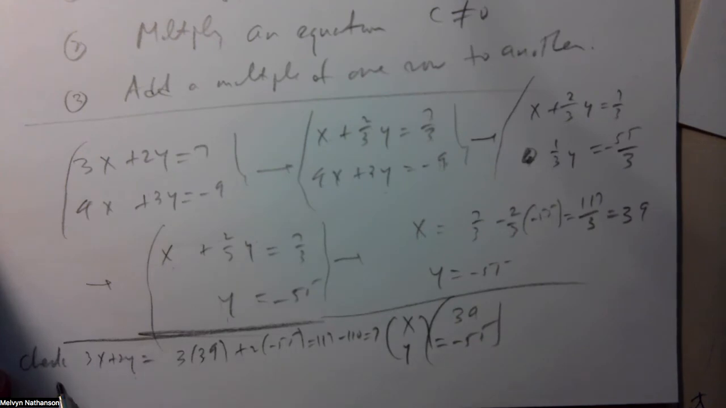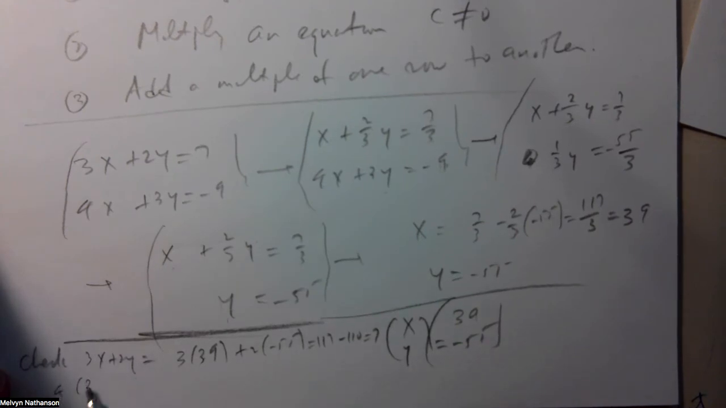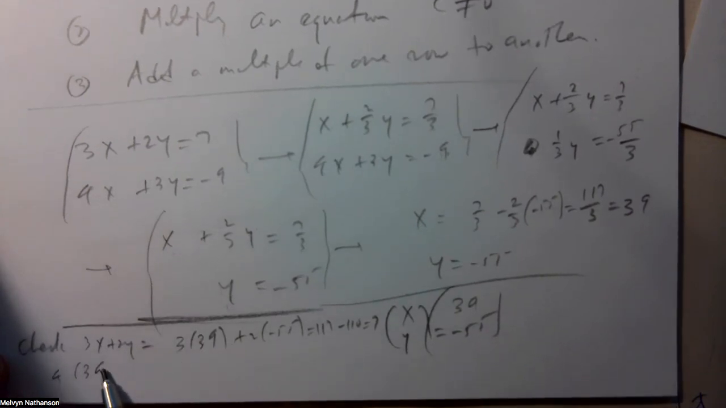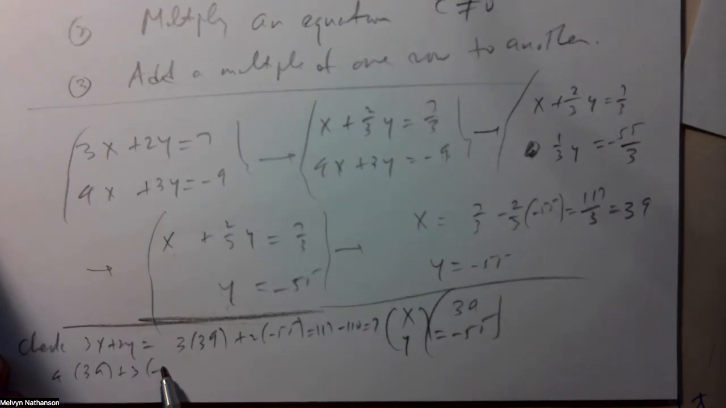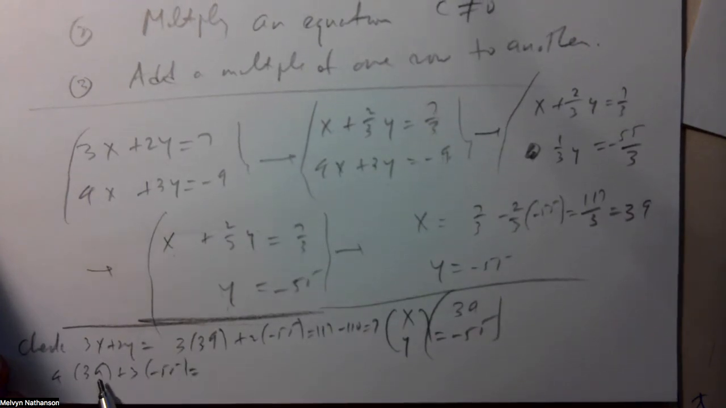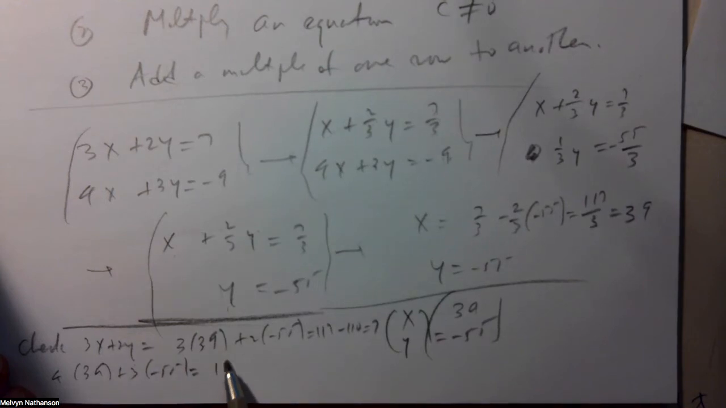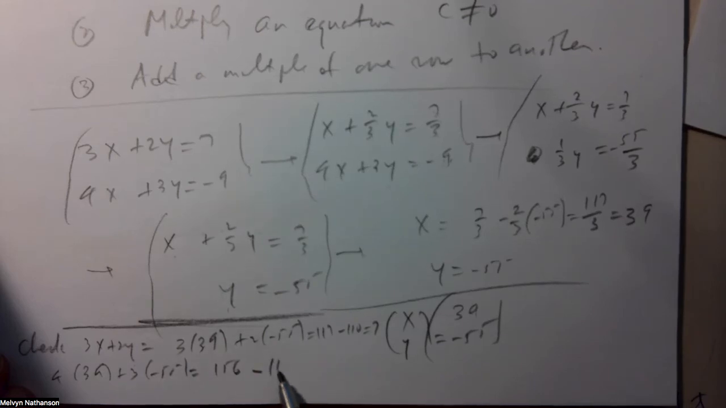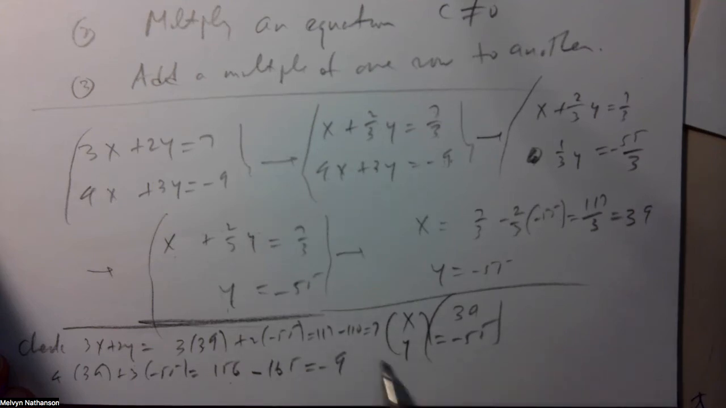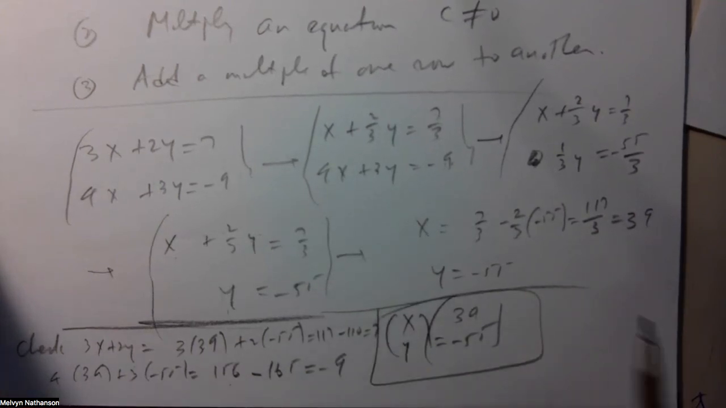That checks. 4 times 39 plus 3 times minus 55. 4 times 39, I think, is 156. 3 times 55 is 165. 156 minus 165 is minus 9. So good. We did find the solution.